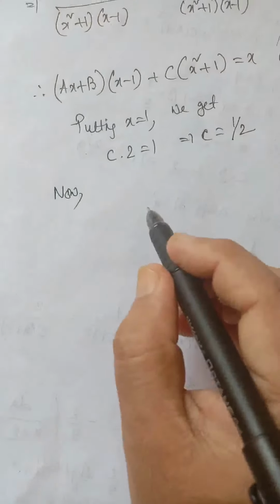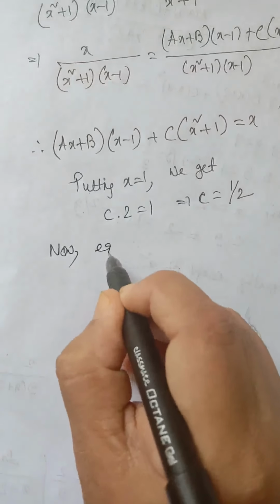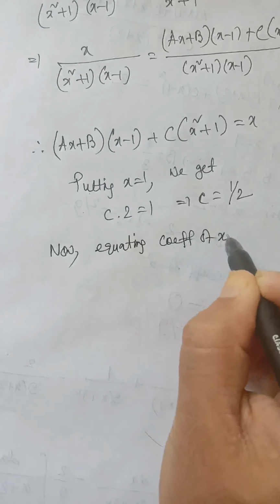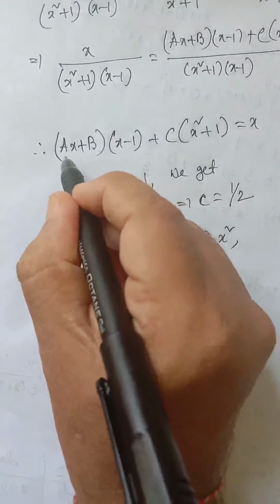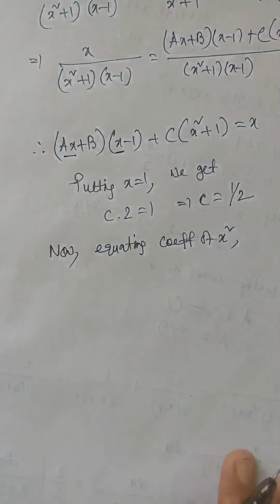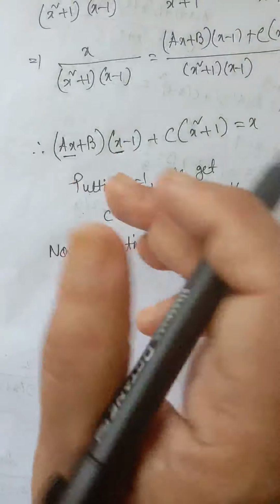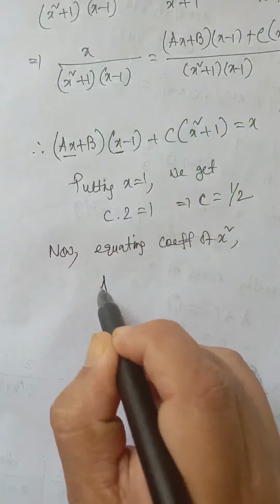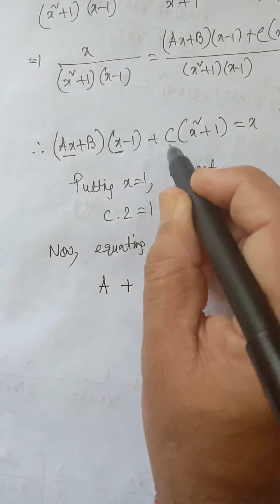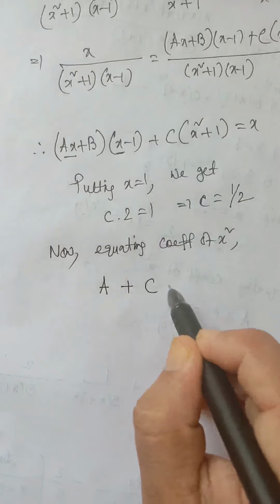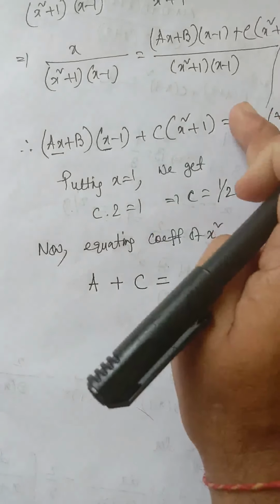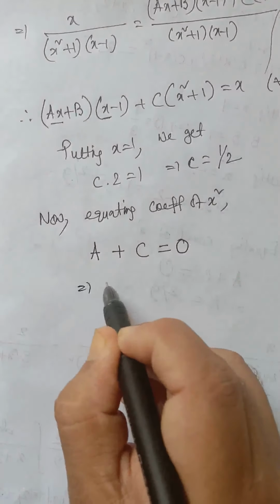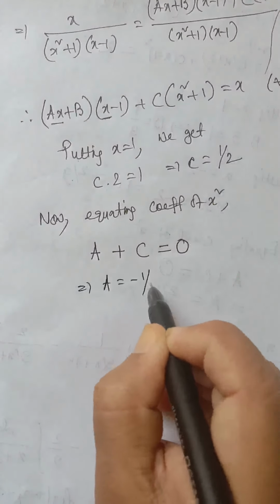Now we will equate the coefficient of x square. How to equate? You can see ax into x gives ax square. If we multiply these two, we will get only one term containing x square, which is ax square. So the coefficient of x square is a plus c. In the right hand side there is no term containing x square, so the coefficient will be 0. Putting c equal to half, a equals minus half.